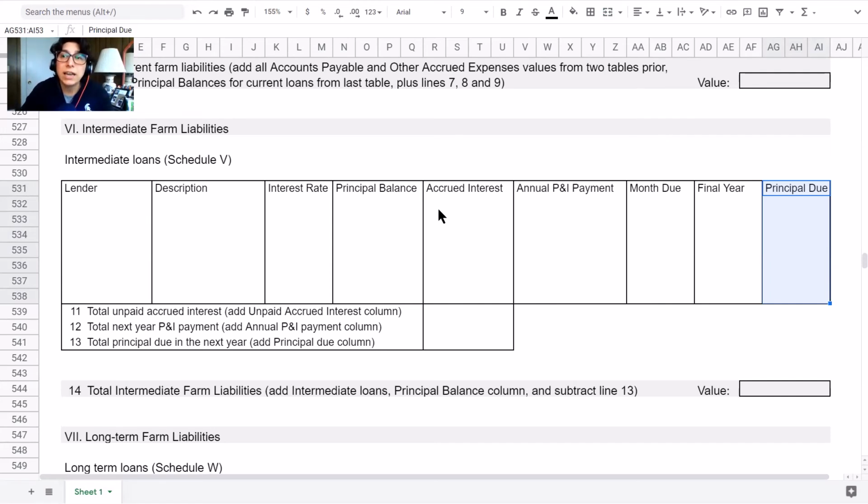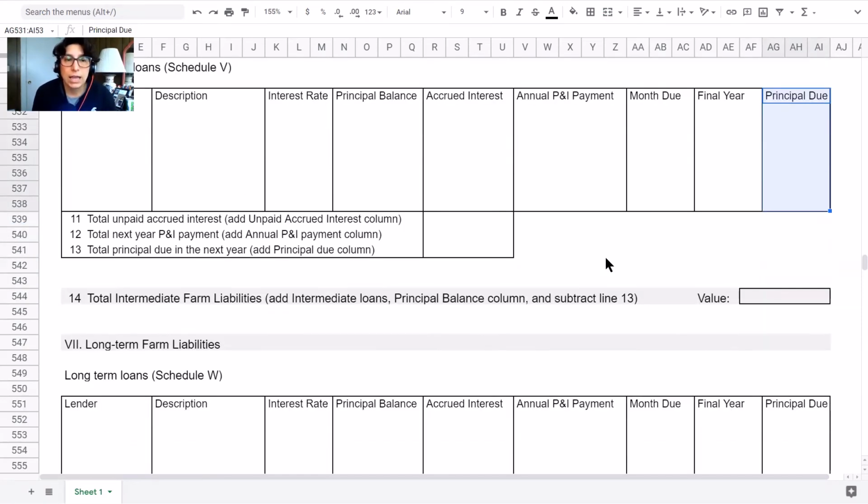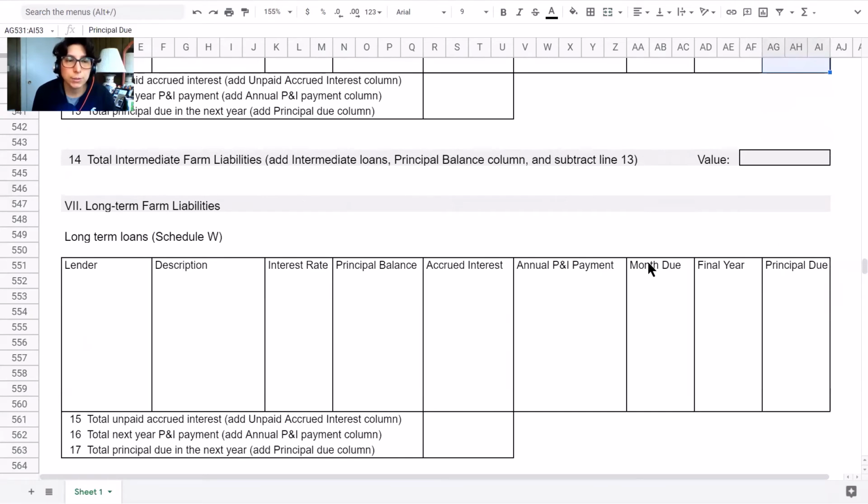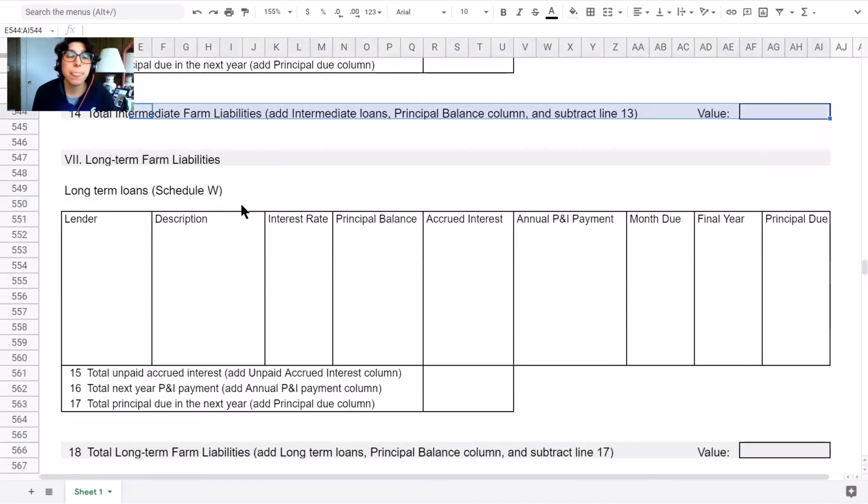Loans for machinery and equipment purchases and breeding livestock will fall in this category, like we said. Leases, such as on silos and machinery, should be added here as well. And that would be all for that table. There's a space again to add up the total with an explanation there. And then we go on to long-term farm liabilities.